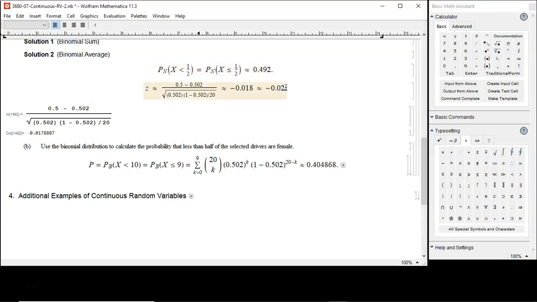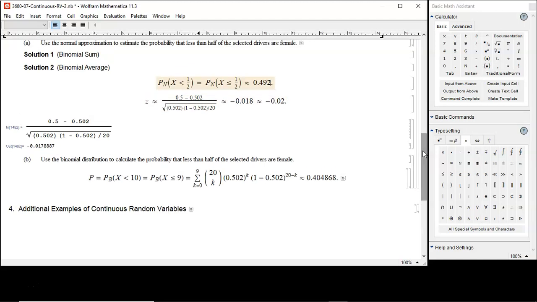Let's see. Let me make sure this computation is correct, because this number I got from binomial average normal approximation, and this one I got from direct binomial computation are very different.